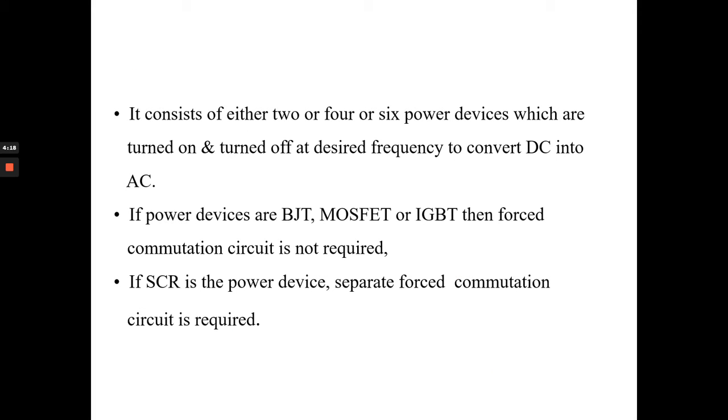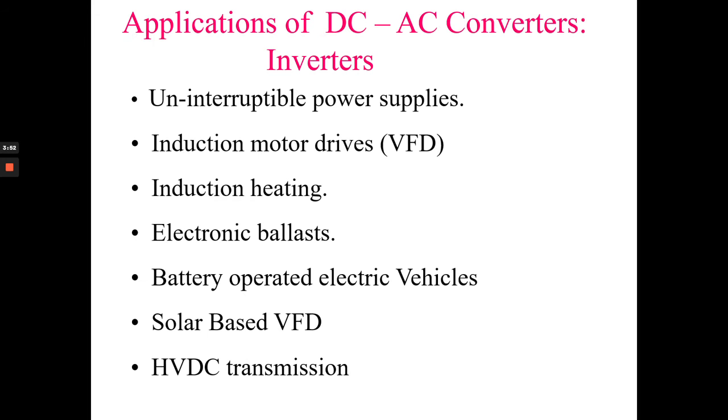It consists of either 2, 4 or 6 power devices which are turned on and turned off at a desired frequency to convert DC into AC. If power devices are a BJT, MOSFET or IGBT, then forced commutation circuit is not required. If SCR is the power device, separate forced commutation circuit is required.